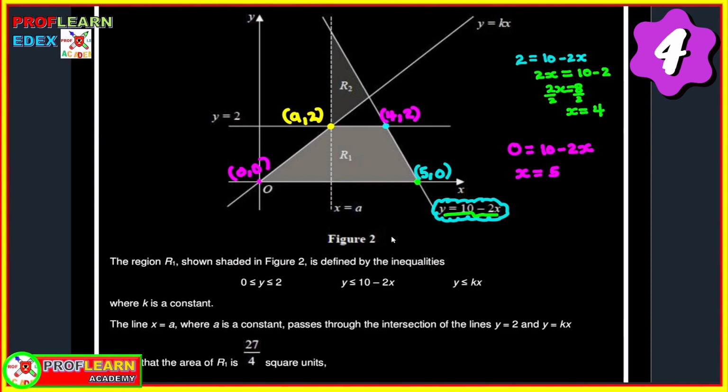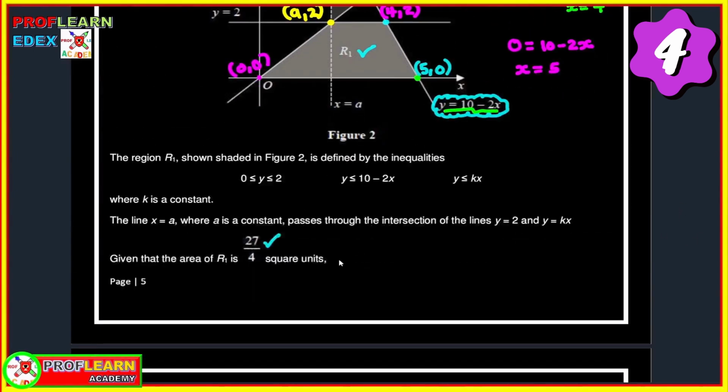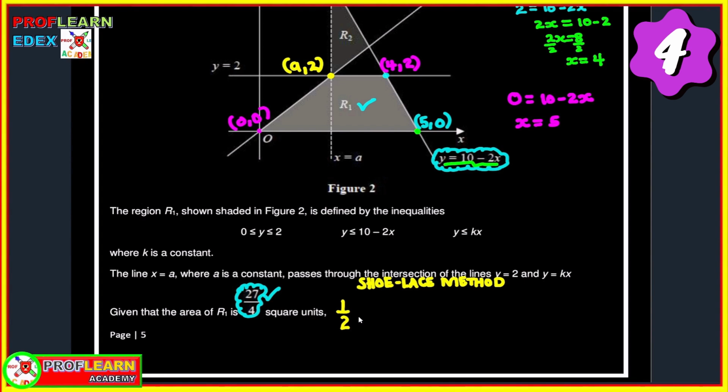Now that we have the region R1 and we are told that the area of R1 is 27 over 4 square units, we have the coordinates for all the points of that figure. Now, the way we are going to do this, we are going to use the shoelace method, and the shoelace method is going to be a half, then the magnitude. This is the symbol for magnitude or modulus sign. The first coordinate we can start with is (0, 0). We write them vertically, and then we have the second one (a, 0). The third one is (4, 2). We have (5, 0). Then we come again to the starting point, which is (0, 0).